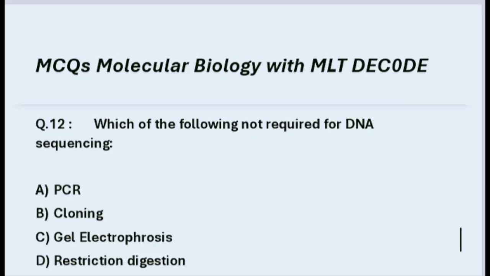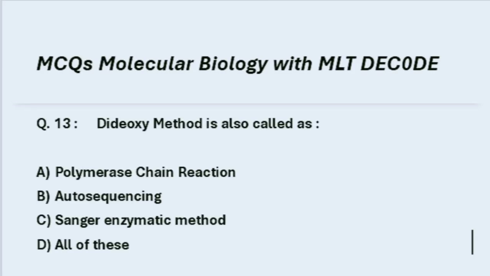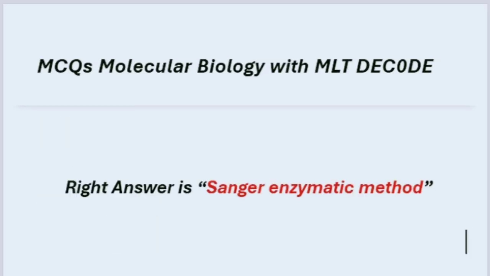Which of the following is not required for DNA sequencing? PCR, cloning, gel electrophoresis, restriction digestion. The right answer is cloning. The dideoxy method is also called polymerase chain reaction, auto-sequencing, Sanger enzymatic method, all of these. Sanger enzymatic method is the right answer.